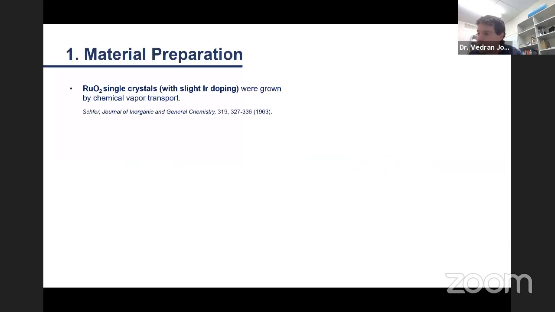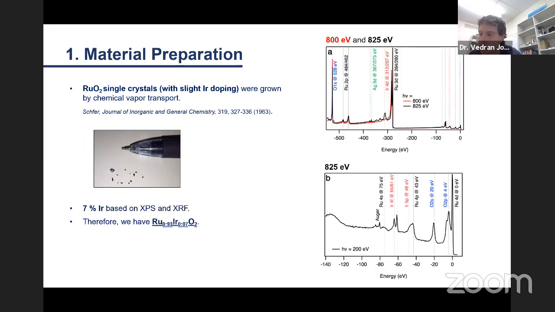So these iridium doped single crystals were grown by chemical vapor deposition at the growth facility at EPFL in Lausanne by the group of Helmut Berger. They followed the recipe described a long time ago by the work of Schaefer. And if you follow it carefully, like our colleagues did, you'll see that in about 2 weeks' time, you're going to grow single crystals. And our XPS core level spectra, at several different energies, verified that we essentially have a doping level of 7% iridium in this material.